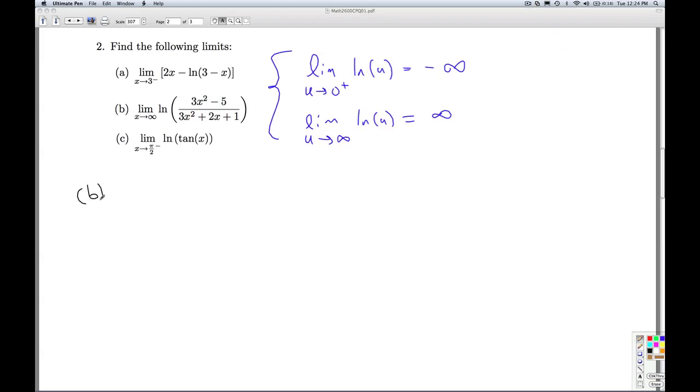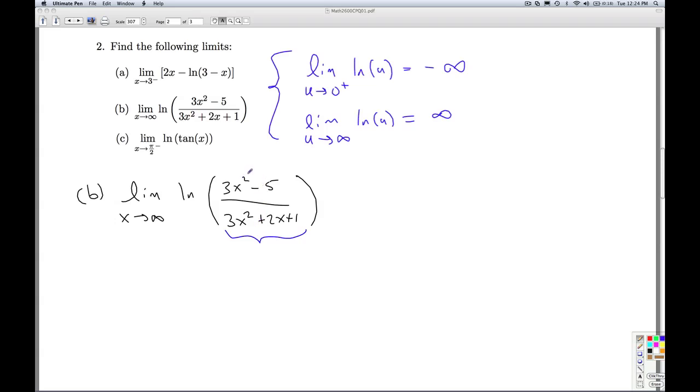Okay, in part B, we're asked to find the limit as x goes off to infinity of the natural log of 3x squared minus 5 over 3x squared plus 2x plus 1. So to figure out what's going on here, we need to look inside the logarithm again and think back to Calc 1. As x traipses off to infinity, what's happening to this ratio?